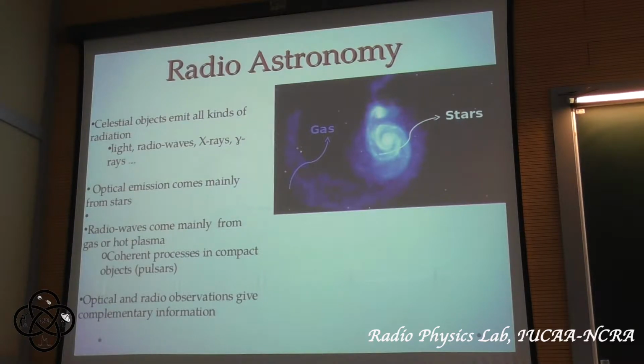I should just point out, and I'll come back to it later in the talk, that here I'm showing you radio emission which comes from diffuse gas, but there are other objects also which emit radio waves. In particular, there are compact objects, pulsars, which emit coherent kinds of radio waves, which we'll talk about later in this talk. So this is the fundamental reason why one does radio astronomy, because it gives us a complementary view of the night sky.